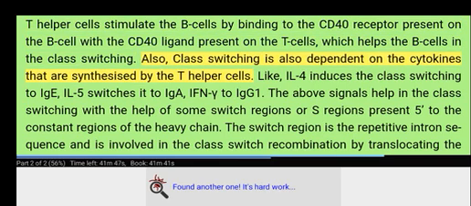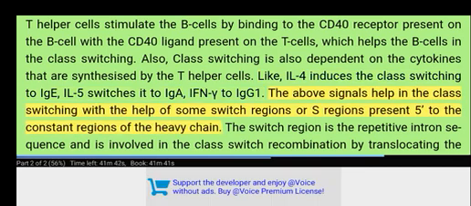Also, class switching is dependent on the cytokines that are synthesized by the T helper cells. Like, IL-4 induces class switching to IgG, IL-5 switches it to IgA, and interferon gamma to IgG1. The above signals help in class switching with the help of some switch regions or S regions present 5' to the constant regions of the heavy chain.